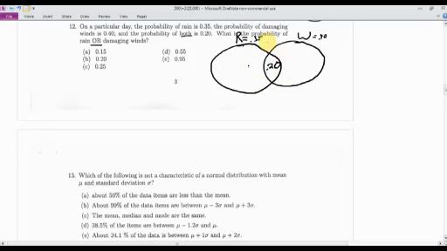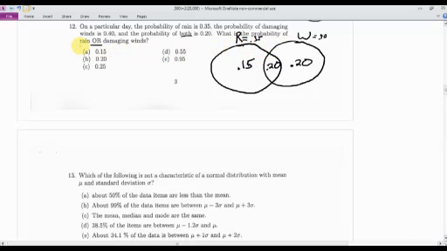Alright, so now we can backtrack. Well, if this whole circle has to add up to 0.35, and I already know 0.2 is here, then I know that 0.15 must be here. And if this whole thing has to add up to 0.4, and I already know 0.2 is here, then I know another 0.2 is here.